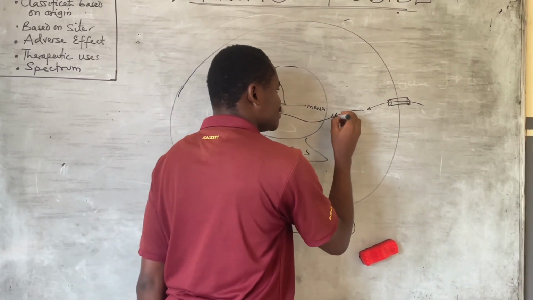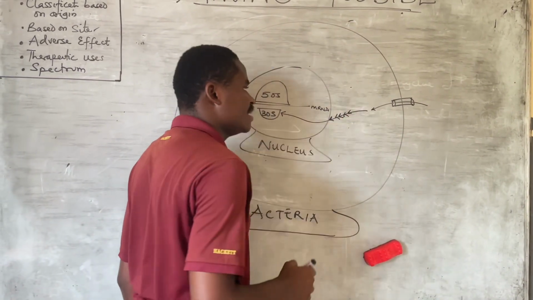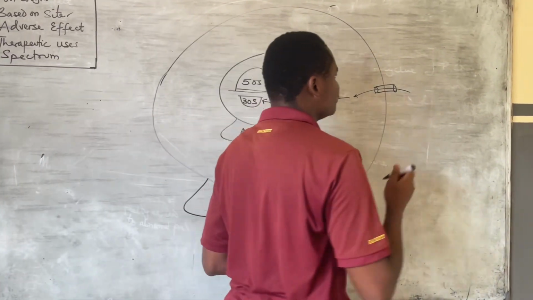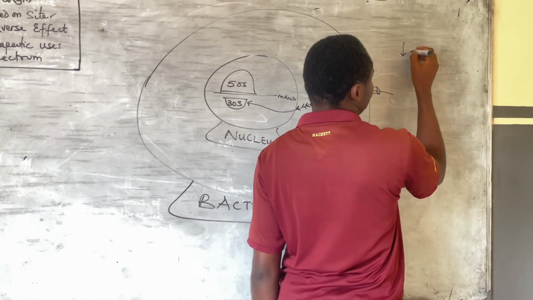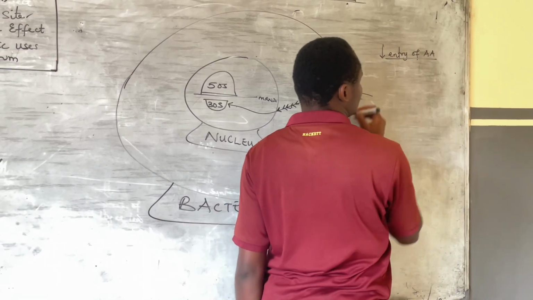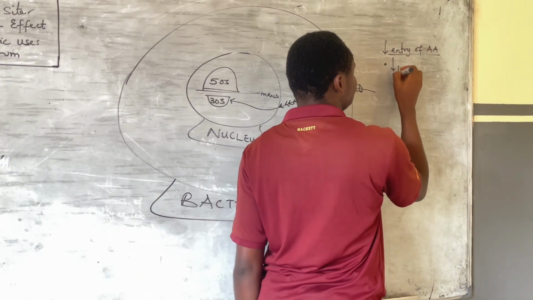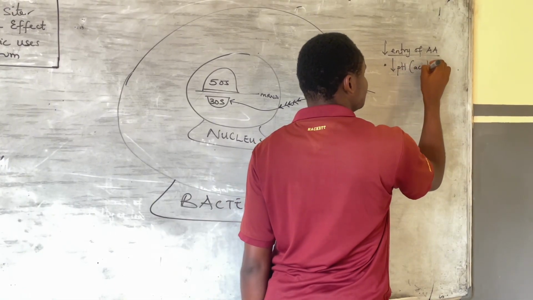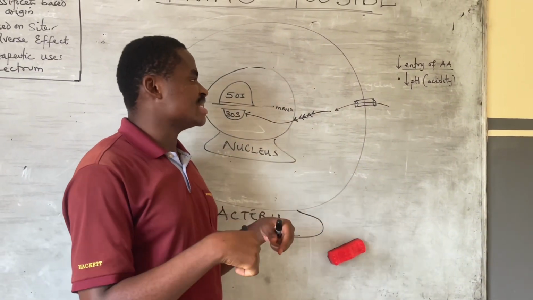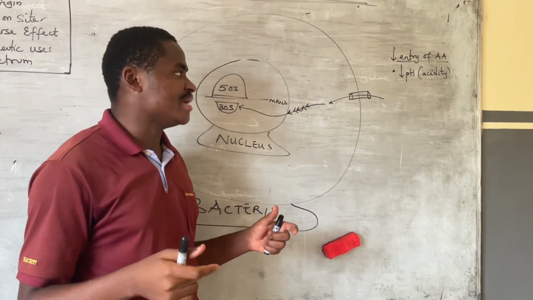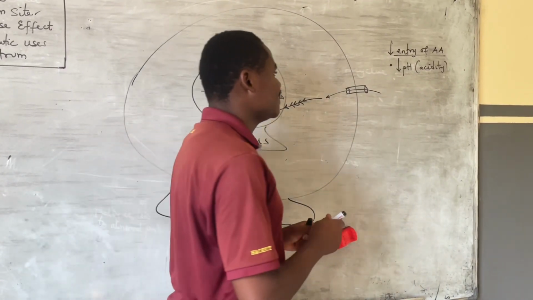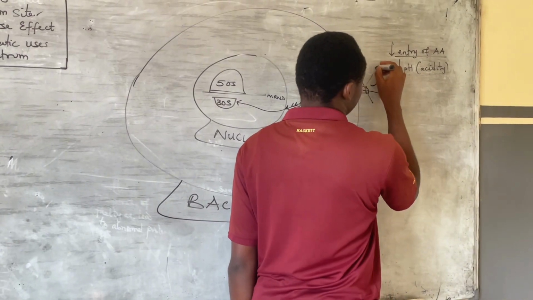Now, something quite interesting happens. Before I talk about resistance, I want to tell you what things can reduce the entry of aminoglycosides to their sites. This is very important for MCQ. Number one, when there is a fall in pH, or simply put, acidity. This is very important for MCQ questions. Now, what do I mean? Remember that aminoglycosides themselves are basic or alkaline structures, so a fall in pH is also going to reduce the amount of them that enters.